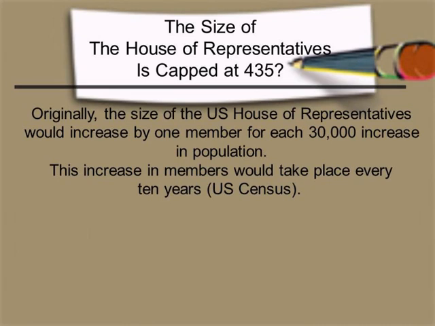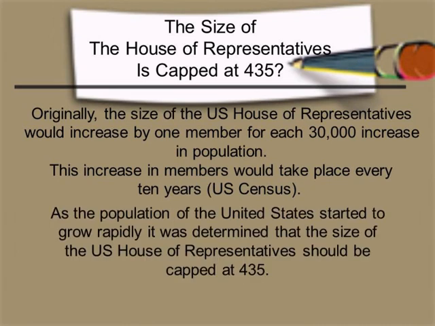And every state that had an increase of at least 30,000 would gain at least 1 member of the House of Representatives. This is done in conjunction with what we call the U.S. Census. The United States Constitution says every 10 years we will take a census of the population of the United States. We'll count how many people we have.